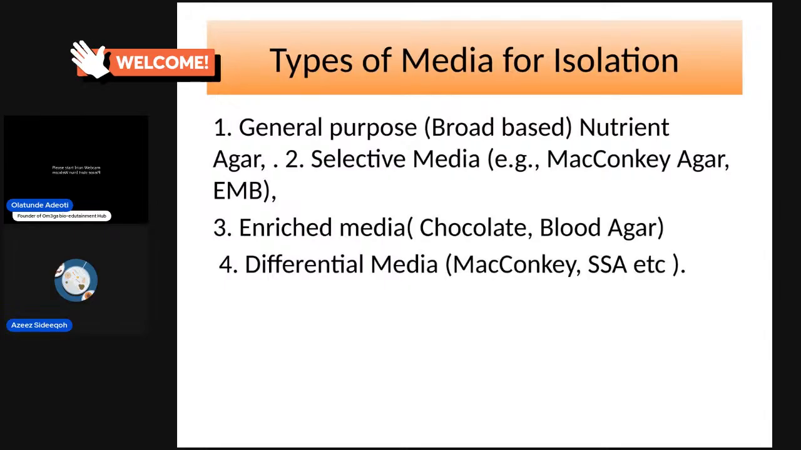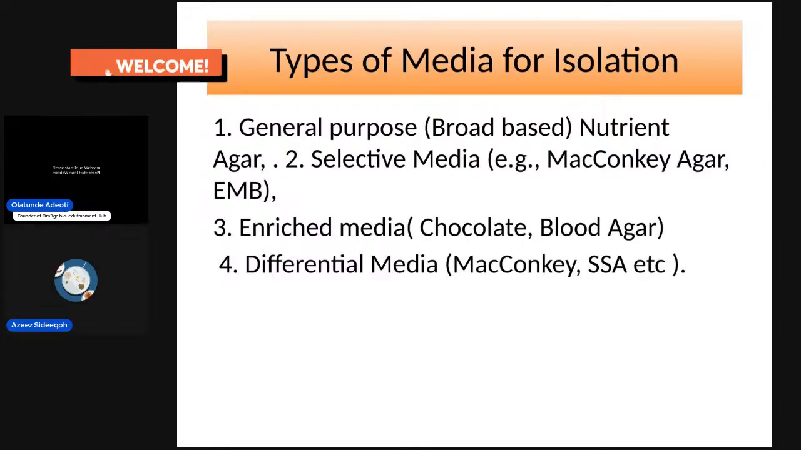The first one is a general purpose agar, an example of which is nutrient agar. That is what we are going to make use of. We call it general purpose because it is not only bacteria that can grow on it. Everybody must have at least a source of carbohydrates. Then we also need a selective one. So an example of a broad-based agar is nutrient agar.